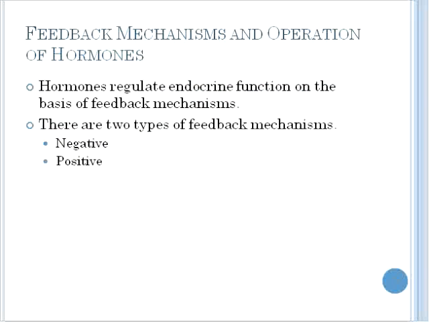The endocrine system operates primarily through what we call a feedback mechanism. Feedback mechanisms provide a means of control for hormone release. Hormones are regulated on the basis of this feedback mechanism. Feedback mechanisms fit into one of two broad categories: negative feedback and positive feedback.